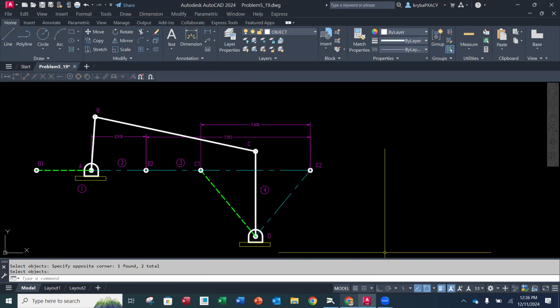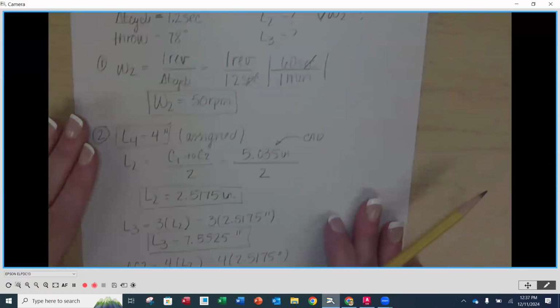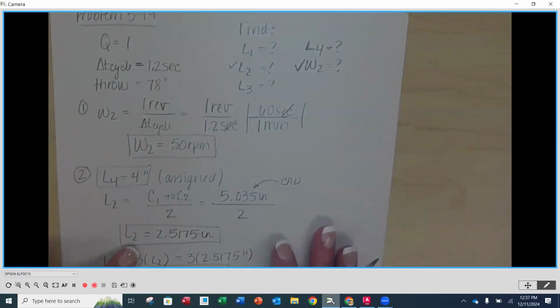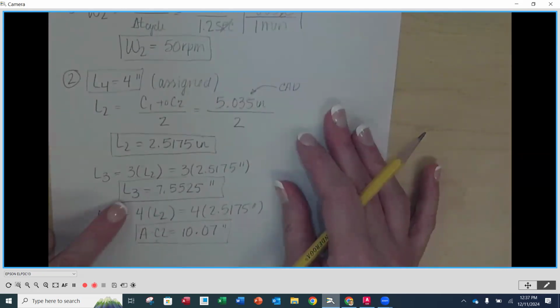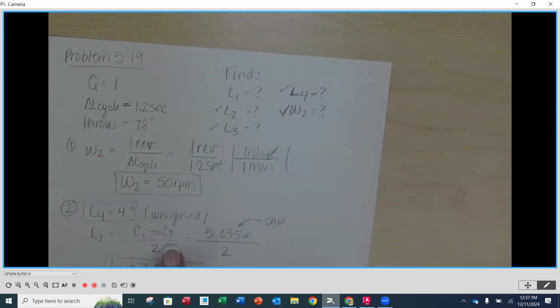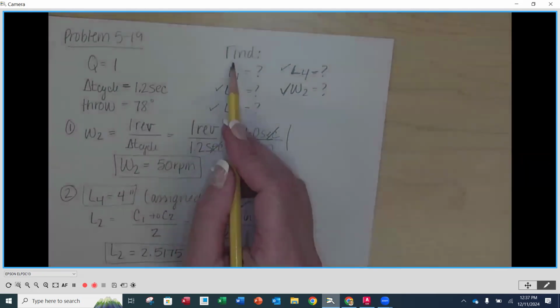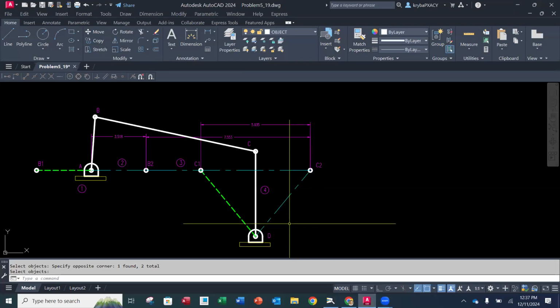So if we go back and make sure we have everything identified. We have link number 2 identified. Okay, we calculated that. We have link number 3 identified. We calculated that. And then we have link number 4, which was assigned by us. We did that. We started the design with the 4 inches. The only one that we need is this L1. Okay, so let's look at what L1 is going to be.